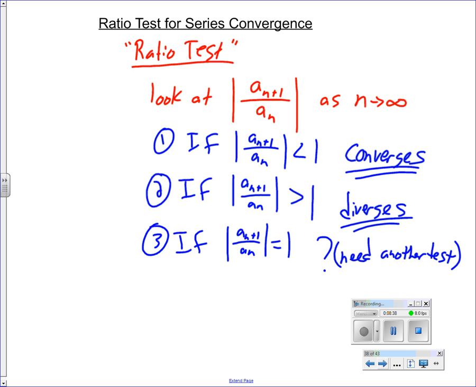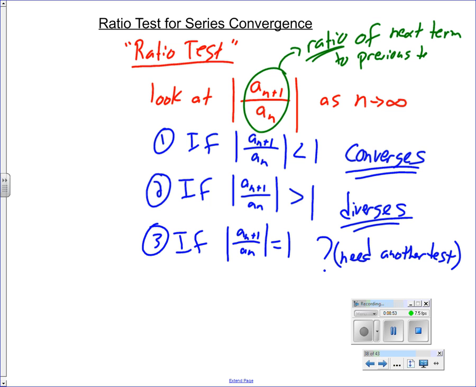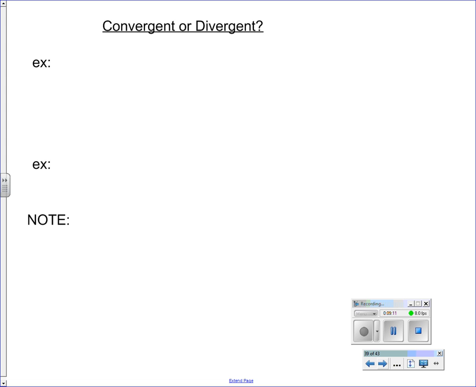So the reason this is called the ratio test is that what we're looking at is the ratio of the next term to the previous term as n goes to infinity. So as we get larger and larger, further and further along through our sequence. So we're going to do a couple examples of using the ratio test to see if a sequence will converge or diverge.